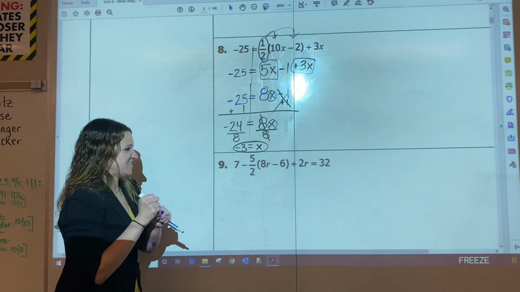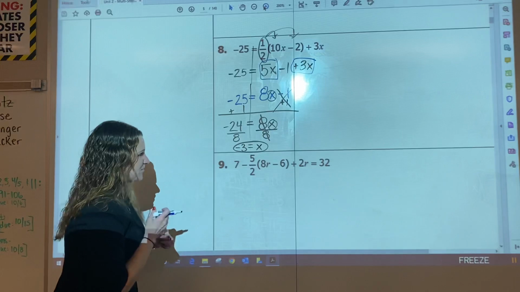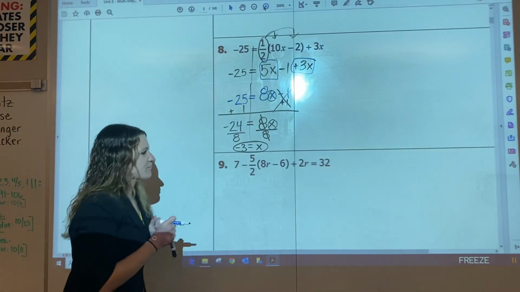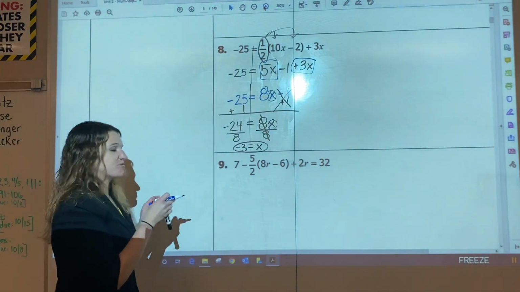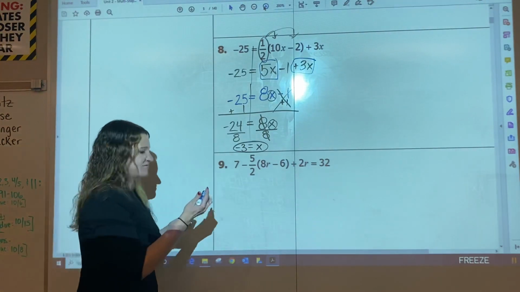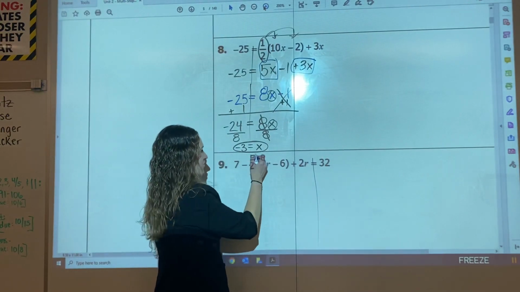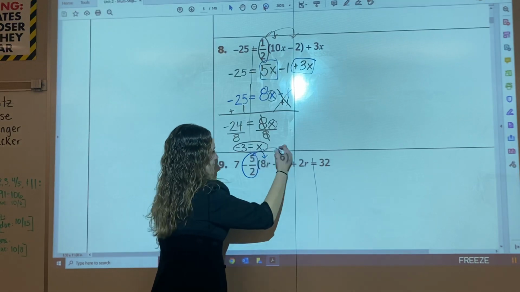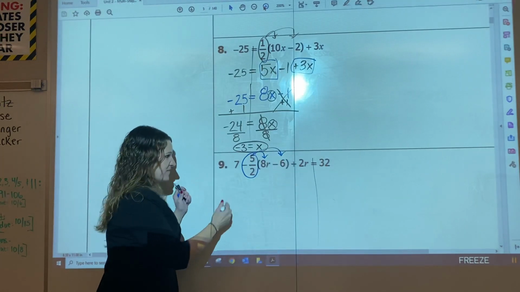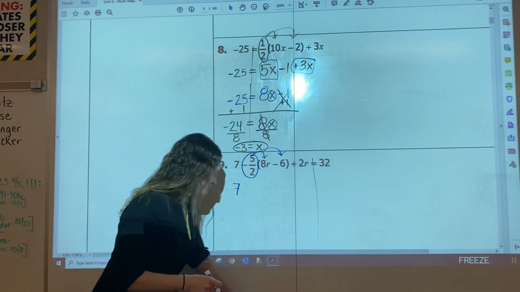All right. Ooh, number 9 is tricky. We definitely have to distribute. Then we're going to combine some like terms on the same side of the equal sign, and then we'll solve. Let's start by drawing our line. Right now, we're going to distribute negative 5 halves. But before I multiply in there, I'm going to bring down this positive 7.